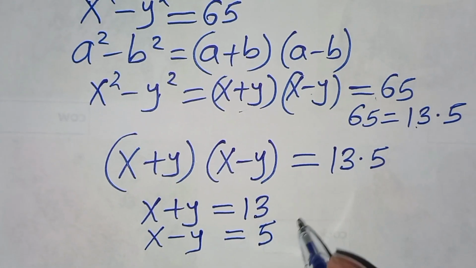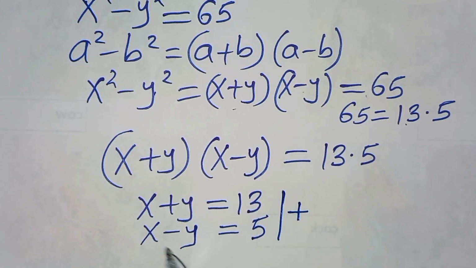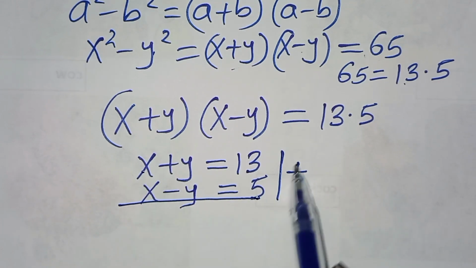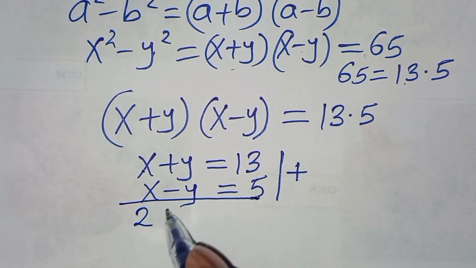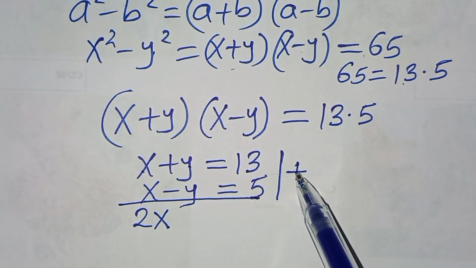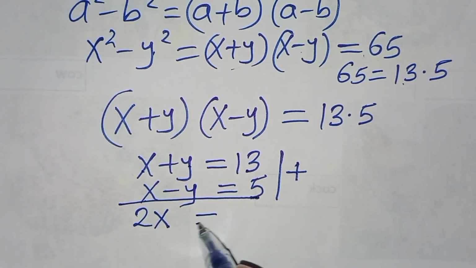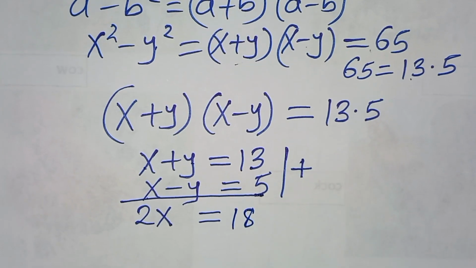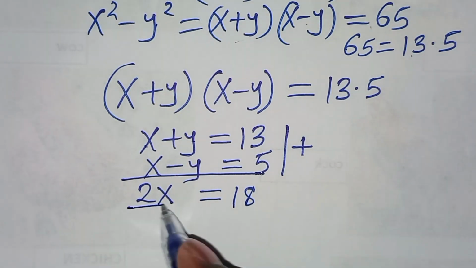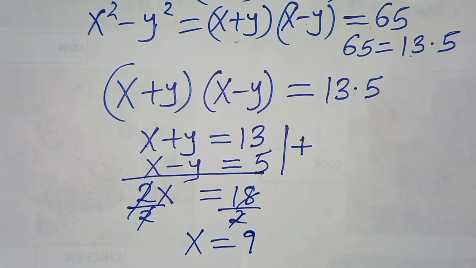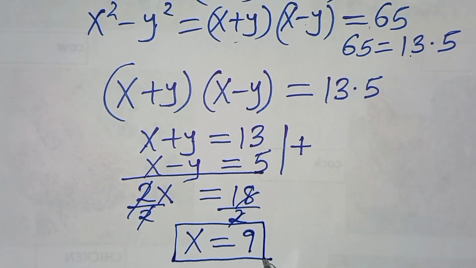Now this is a system of two linear equations. Let's add these two equations. Here we'll have x plus x, this is 2x. And then here we'll have y plus minus y, that simplifies. And here we'll have 13 plus 5, this is equal to 18. Now let's divide both sides by 2 here, so that now the value of x is equal to 9. This is the value of x.